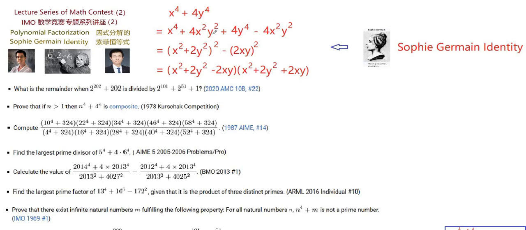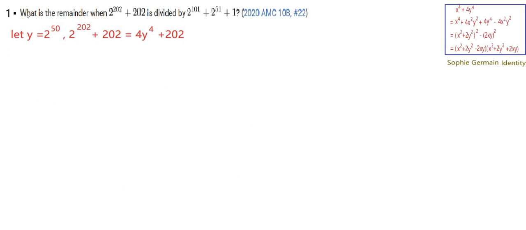Let's review the method first. So x to the fourth power plus 4y to the fourth power can be factored, and then we get this conclusion. Okay, we use this method as a theorem to solve the first problem. What is the remainder when 2^202 plus 202 is divided by 2^101 plus 2^51 plus 1?